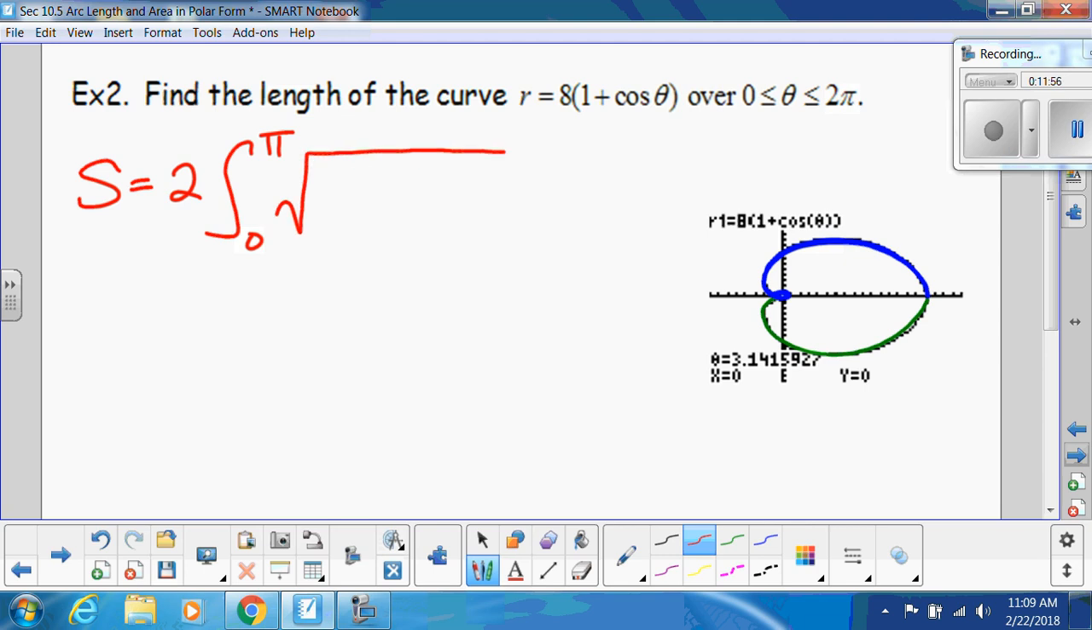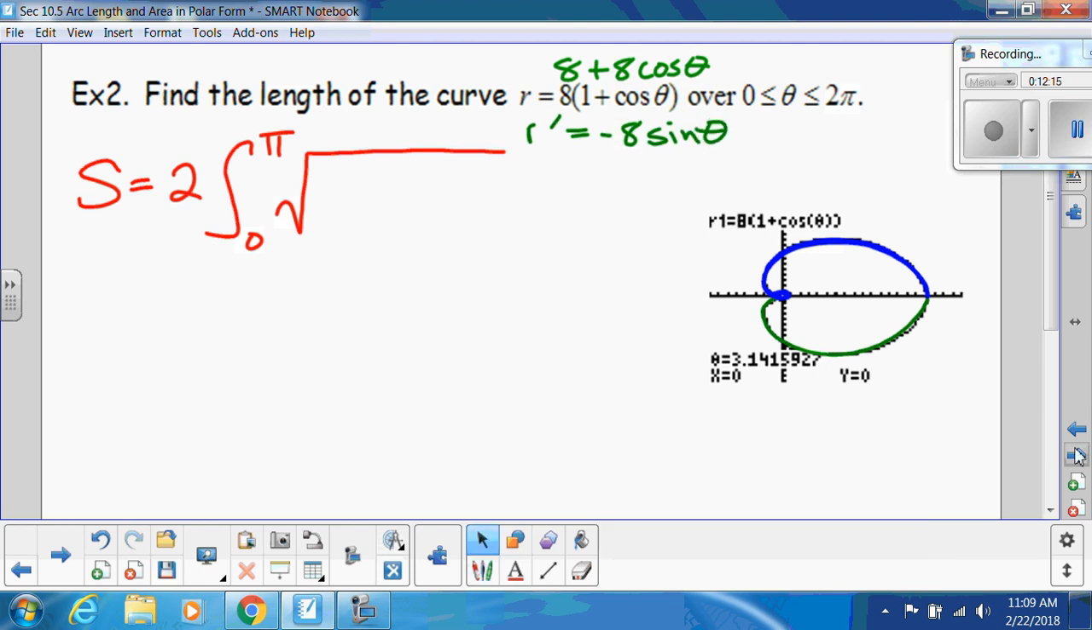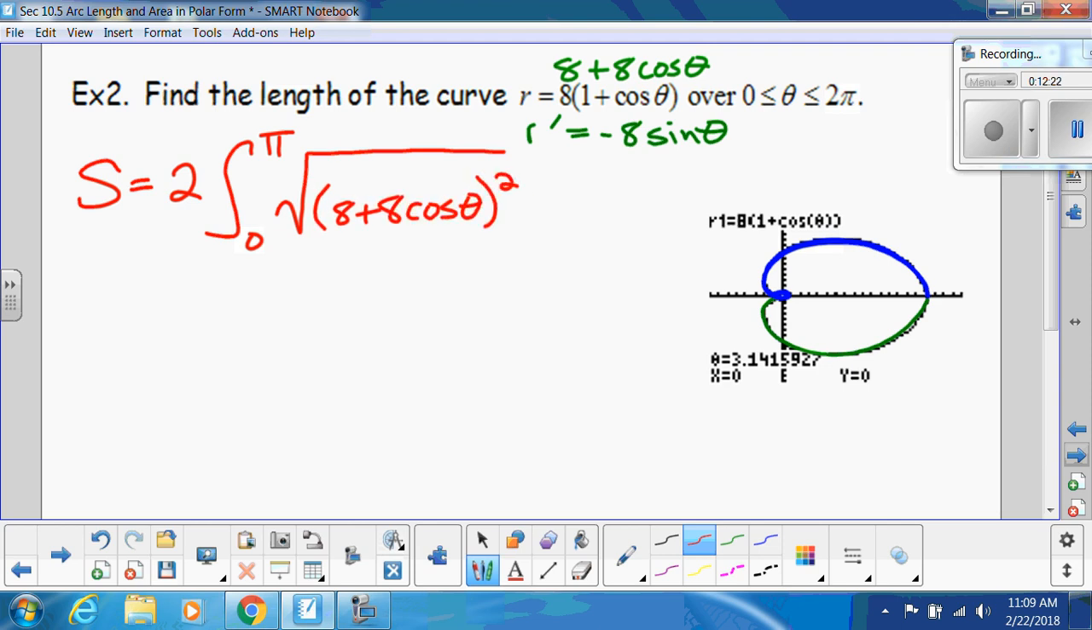All right, so let's use our formula. We're going from 0 to pi. This is our r. It might be more helpful to write this as 8 plus 8 cosine of theta. Then when we do our r prime, that's going to just be negative 8 sine of theta. Okay, those are the two values we need for our formula. And then we have this. Make sure you're squaring each of those.